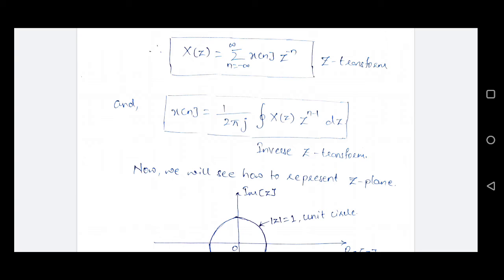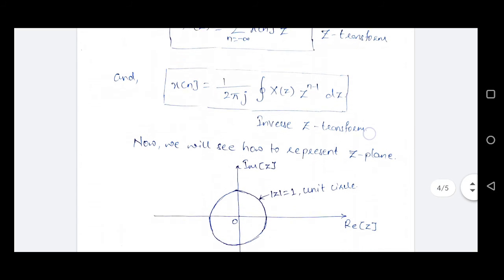And the inverse transform is defined as x of n equals 1 divided by 2 pi j, closed integral of X of z times z to the power n minus 1 dz. This is the inverse transform. From the frequency domain signal, we obtain the time domain signal from this expression.